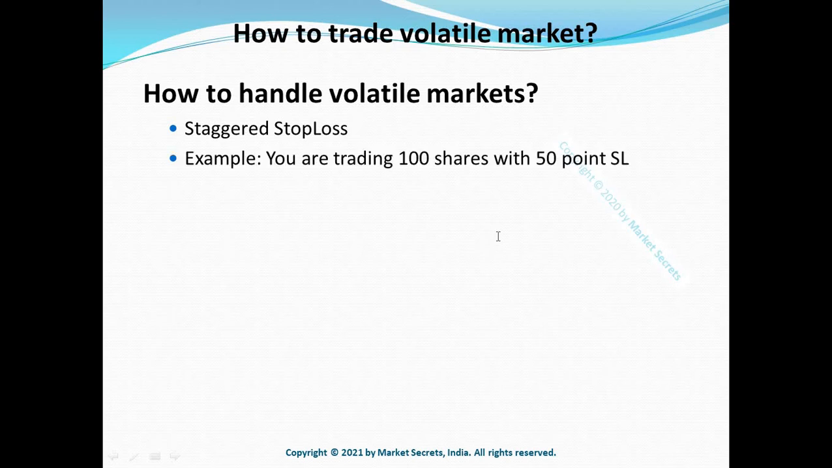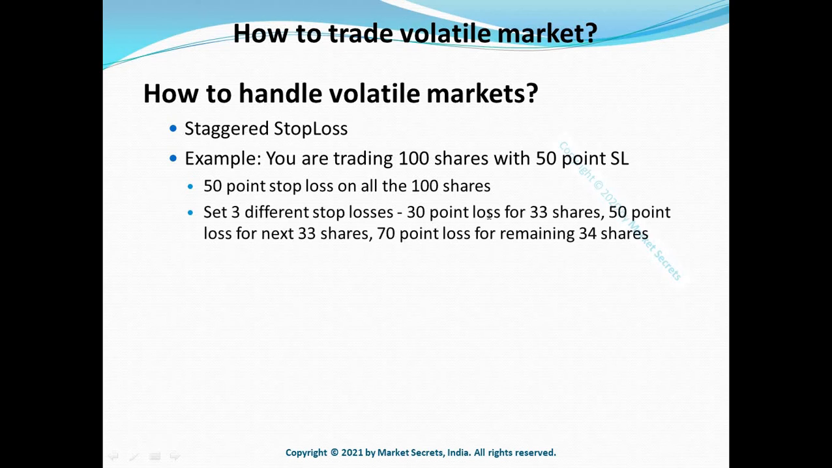For example, let's say you trade a specific stock regularly and you use 50 points as your stop loss and you generally trade 100 shares. In this case, you have two options to set the stop loss. You can set a 50 point stop loss on all the 100 shares and if it hits that level, you are out. A more conservative approach, especially in volatile markets, would be to set three different stop losses.